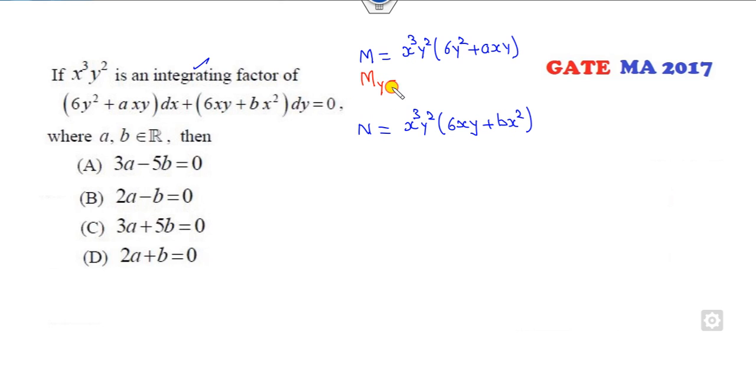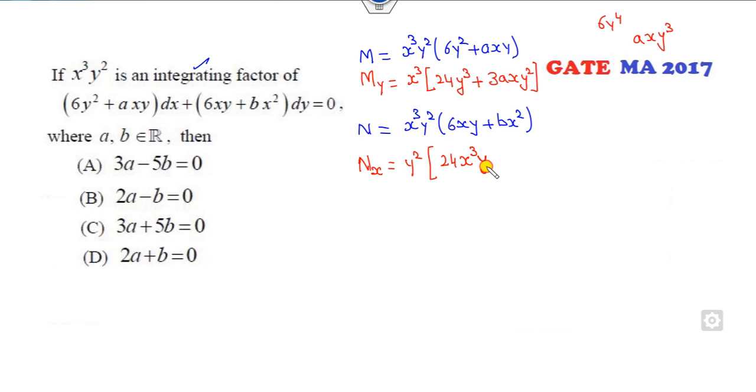Now partial derivative with respect to y. So x cube is my outside, and it is 6y raised to power 4. So 24y cube is ax y cube, so 3axy square. Similarly for here, y square is my outside, 6x raised to power 4, 24x cube y plus x cube times bx raised to power 5, so 5bx raised to power 4.